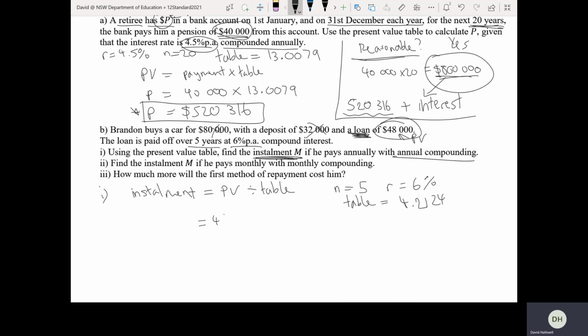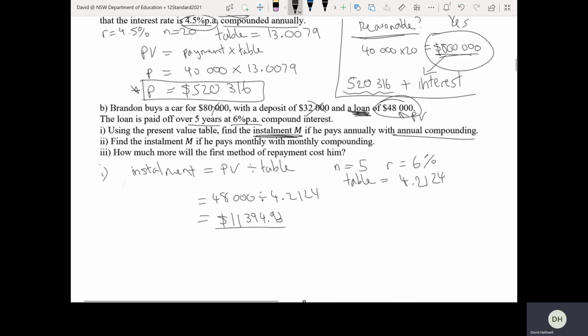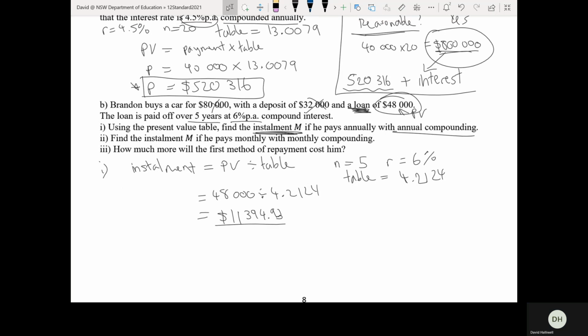So the installment's going to be 48,000 divided by 4.2124. Okay, put that in my calculator, and I get that my installment amount is going to be 11,394.93. Okay, that's how much I'm going to be paying back every year. All right, per year. It's my installment per year. Okay, part 2.